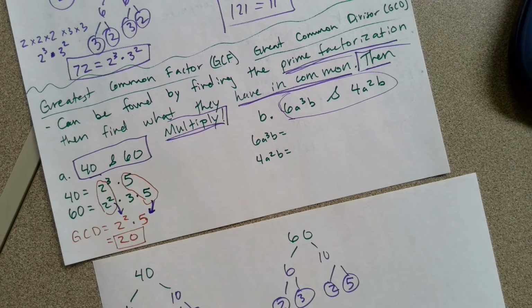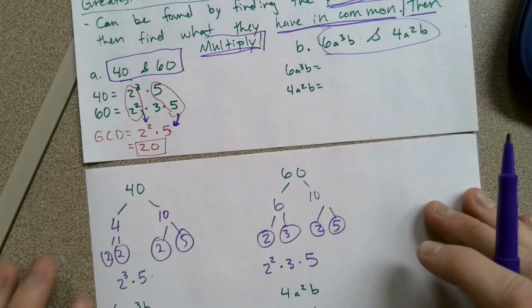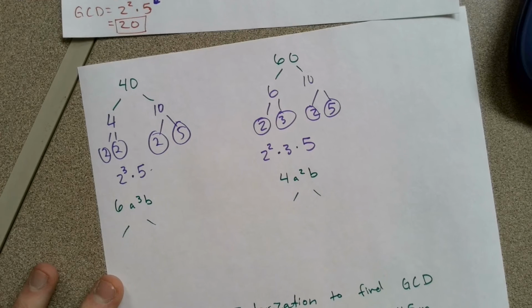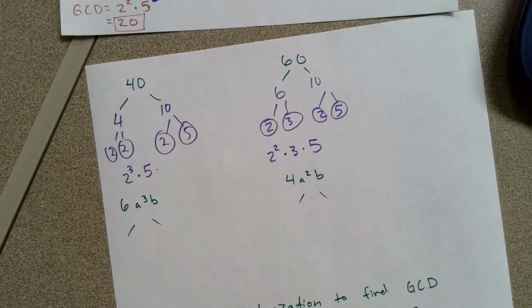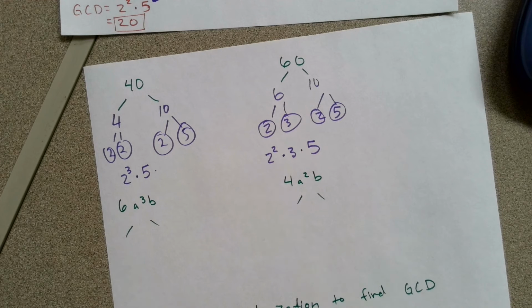6a to the third times b, and 4a to the second times b as well. I already can see that they have some stuff in common. These number trees, I'm going to toss them down here. We're going to move to those. These are a little tricky because with those variables, we can't really do much. We don't know what those are. So what do we do with them?